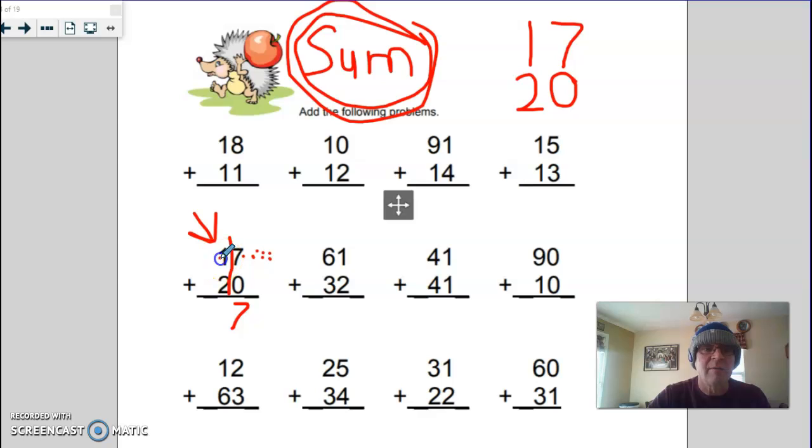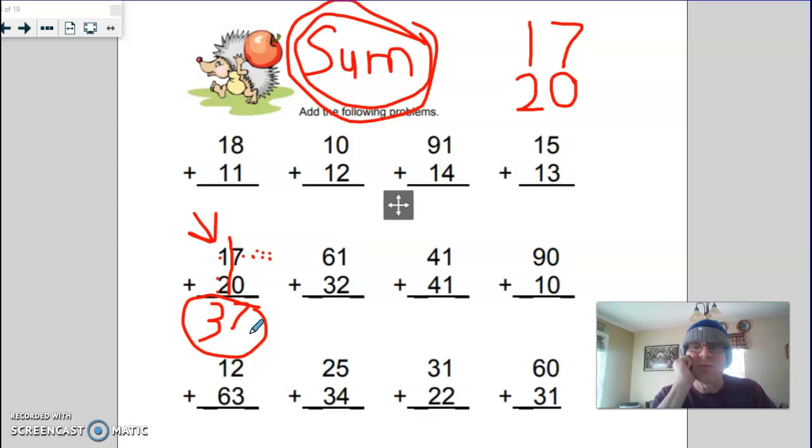I'll put 1 dot for that 10, 2 dots for this 10, and I'm going to count them up. 1, 2, 3. 37. So the sum of 17 and 20 is 37. Or the answer to the problem 17 plus 20 is 37.